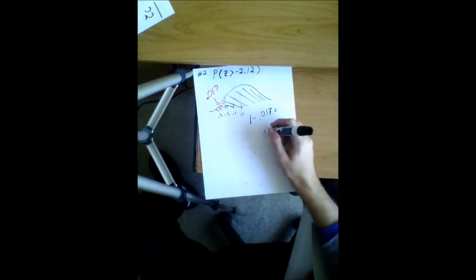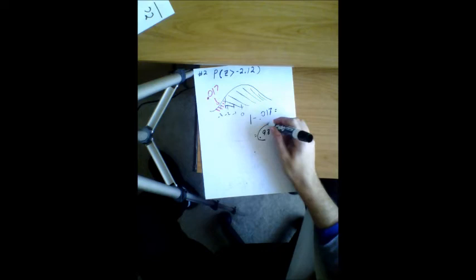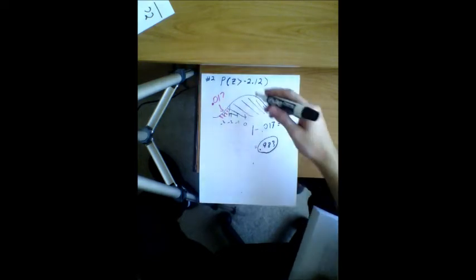I guess 0.983. Oh, that's right. So you should come up with something like this for your area. So that would be the probability.